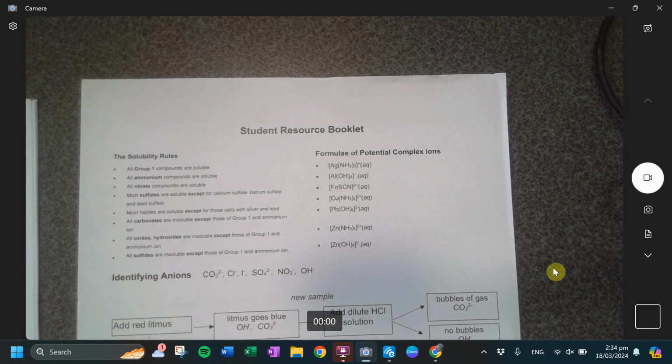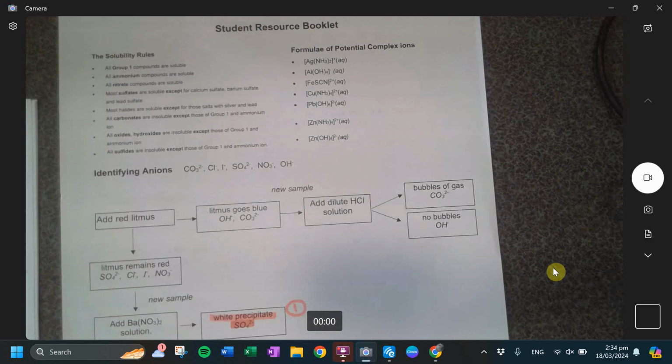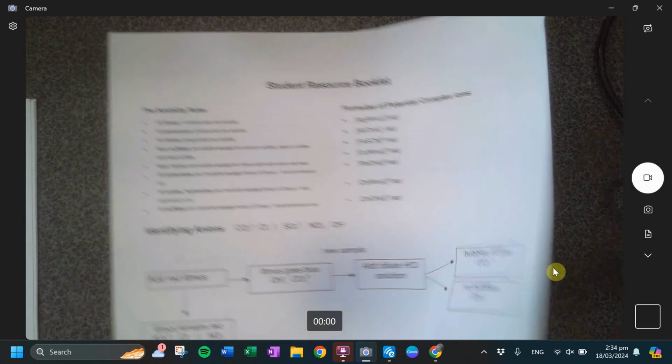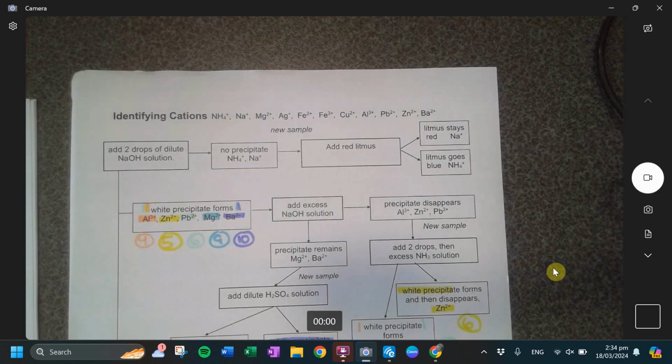I'm trying a new thing this year. I'm going to change my approach to kind of teach you guys how to use the resource sheet and how to identify things properly. So this resource sheet here is the exact same one you are going to get on the internal. Are we okay so far?